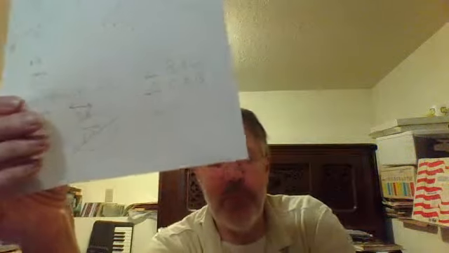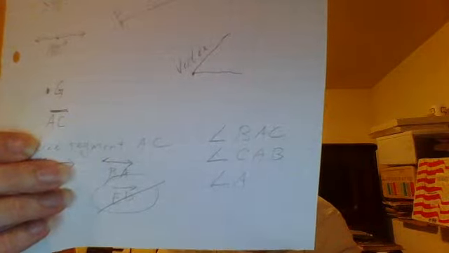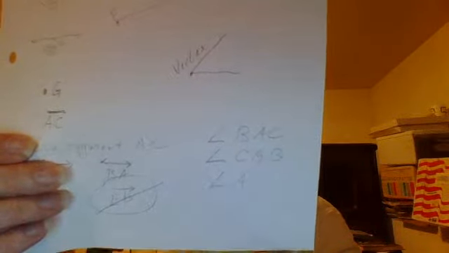Well, you write an angle symbol followed by those letters. So we can call it angle BAC, or angle CAB, or we can just call it angle A. And we have that written down here, the different names we can call that one angle.